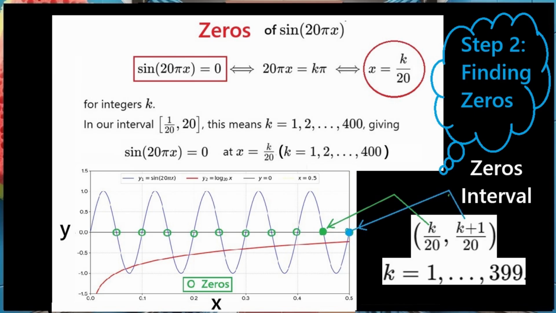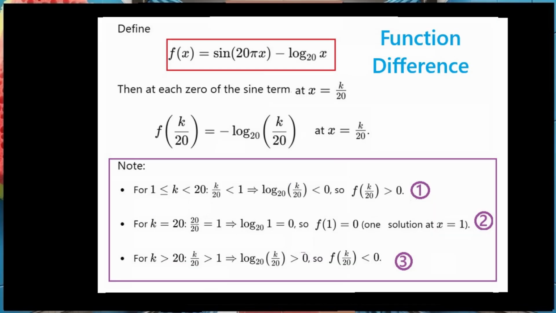Between consecutive zeros at k over 20 to k plus 1 over 20, the sine function forms a single hump, either entirely above the x-axis or entirely below it, reaching positive 1, or negative 1 at the midpoint. To better understand the behavior of the two functions, let's look at their difference as shown on the screen. At the zeros of the sine function, where x is equal to k over 20, the sine term vanishes, so the difference reduces to just the logarithm term, with a minus sign.